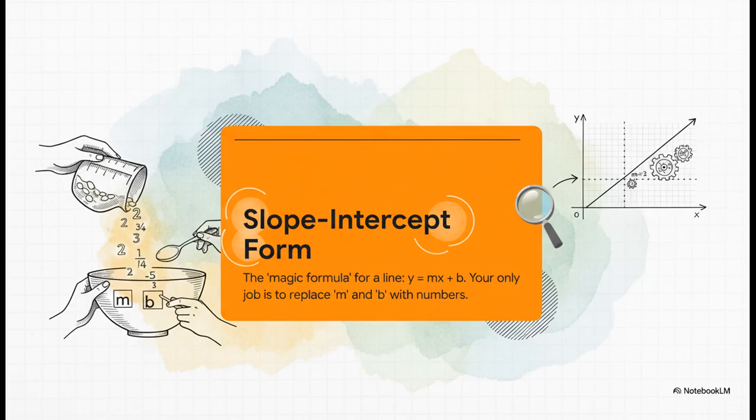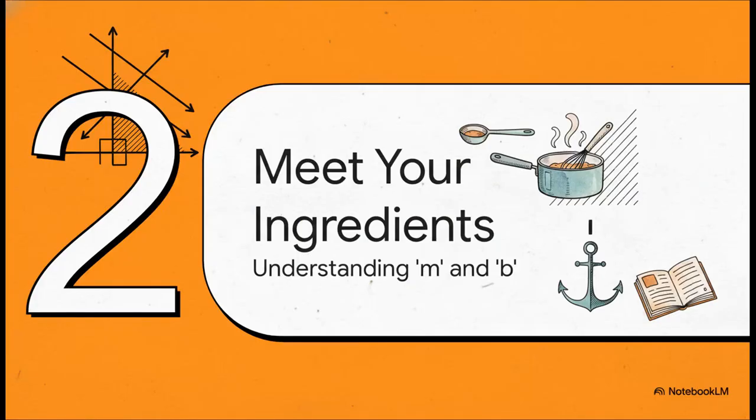Now, yeah, it has a fancy official name, the slope-intercept form, but we're just going to keep calling it our recipe. And as you can see, our job is incredibly simple. We just have to find the two numbers that go into the m slot and the b slot. That's it. Okay, so if this is our recipe, we should probably get to know our ingredients, right? There are only two we have to worry about. So what exactly are m and b?